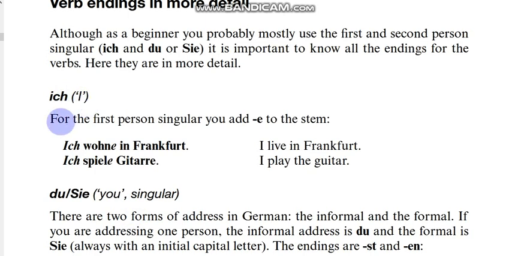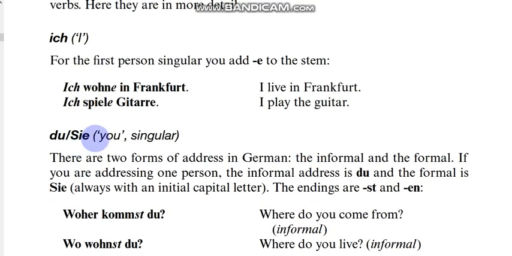Ich, I. For the first person singular you add an -e to the stem. Ich wohne in Frankfurt. This means I live in Frankfurt. Ich spiele Gitarre. This means I play the guitar.